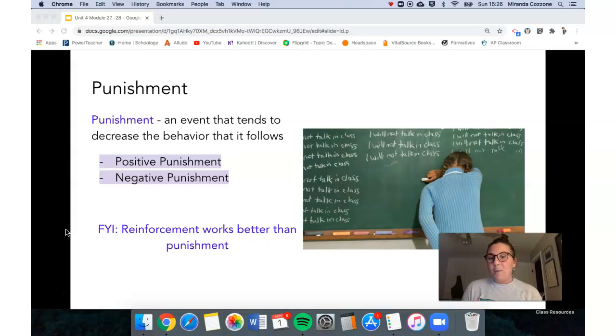Maybe you can even tell your parents this the next time you do something bad and they want to give you a punishment. You can remind them as an AP Psych student that they should perhaps be reinforcing your good behavior rather than punishing you over the behavior that they don't like.